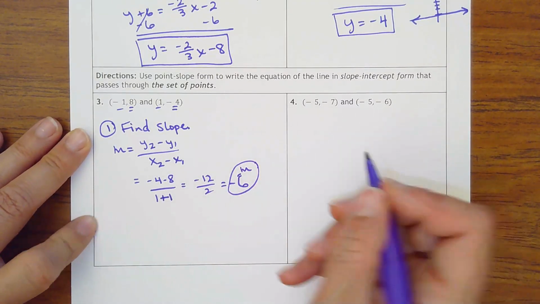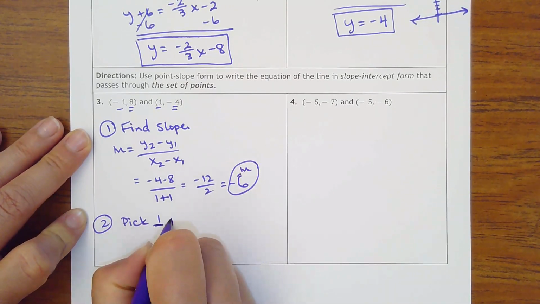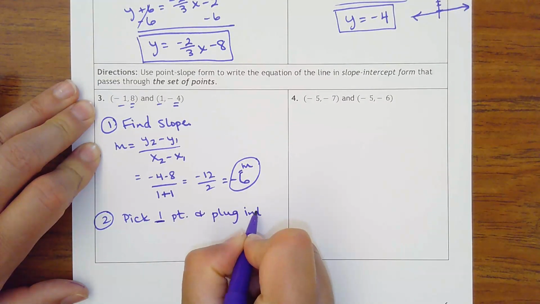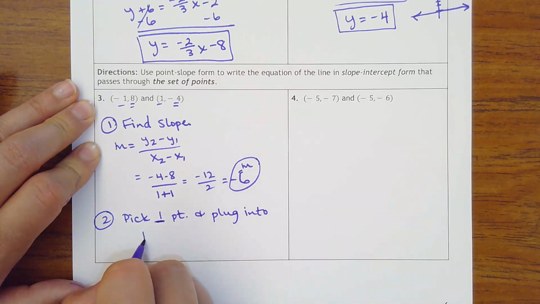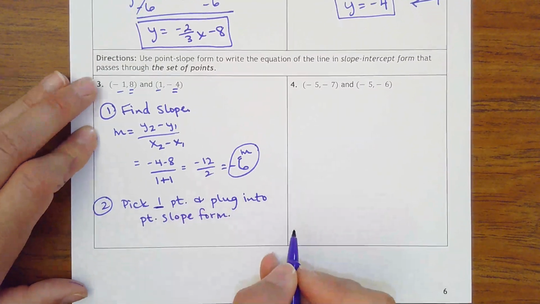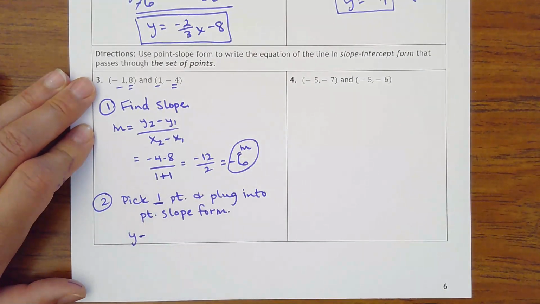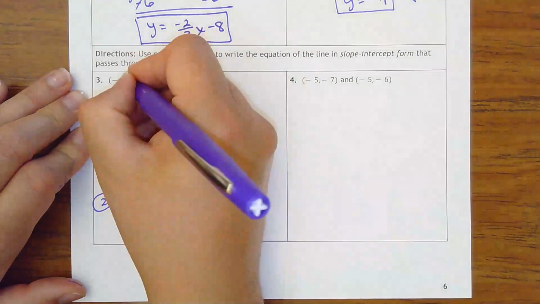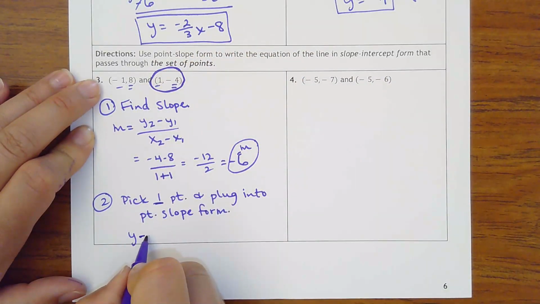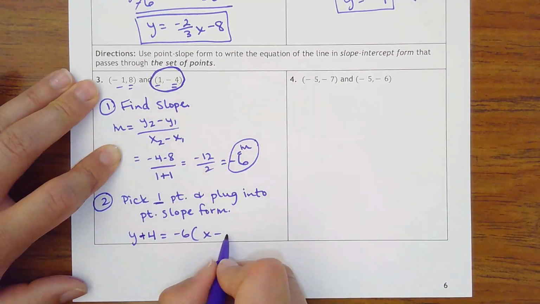Okay, then you just want to pick a point. Pick one point and plug into point slope form. Okay, so we're going to do y minus, which point looks easier to you? Neither one of them are bad. Let's say I want to pick this one. Y minus my y value, which is negative 4, so that turns into plus 4, equals my slope of negative 6 times x minus my x value is 1.